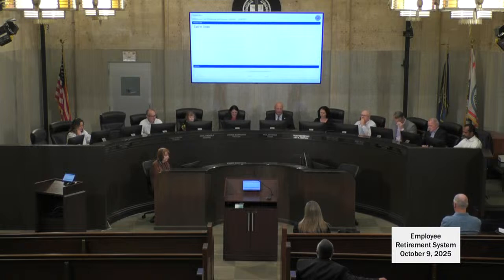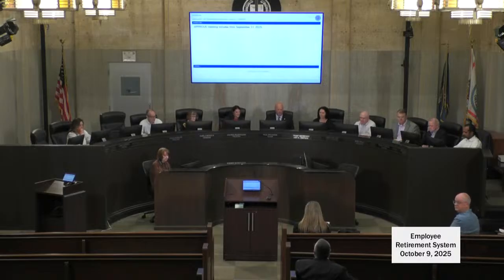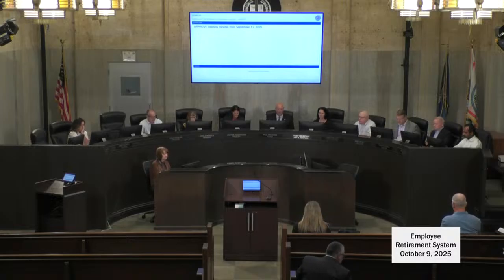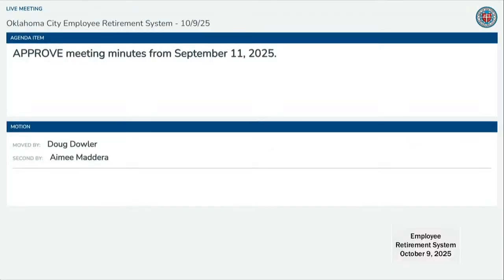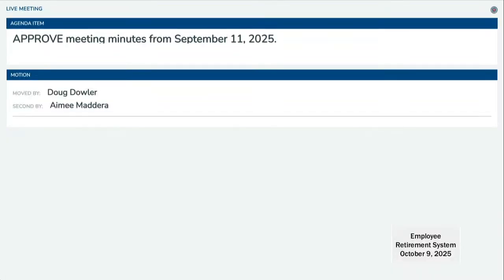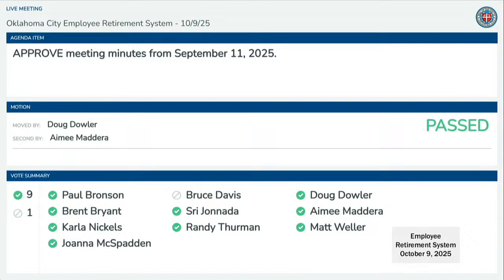We will call the October 9th, 2025 meeting of the Oklahoma City Employee Retirement System to order. Item number 2 on our agenda this morning is to approve the meeting minutes from September 11th, 2025. We have a motion and a second. Please record your vote. Item is approved.